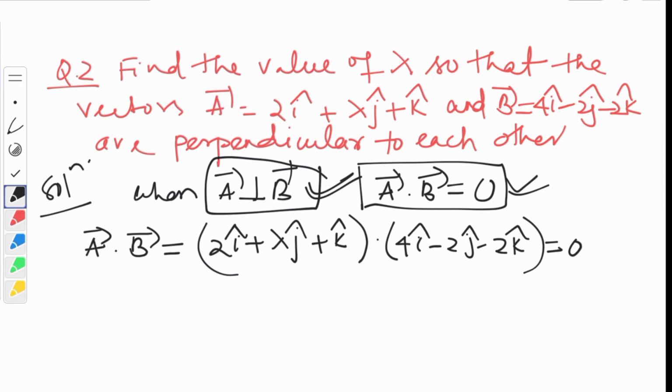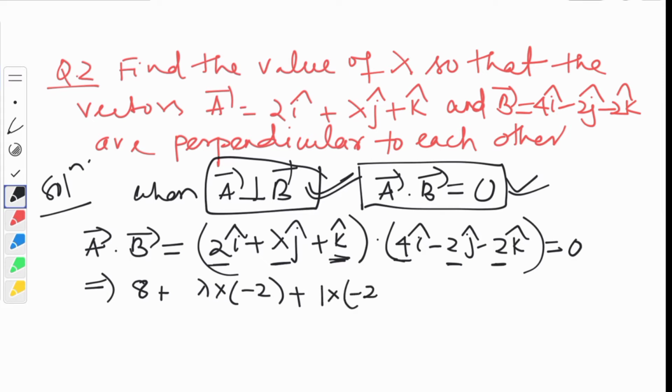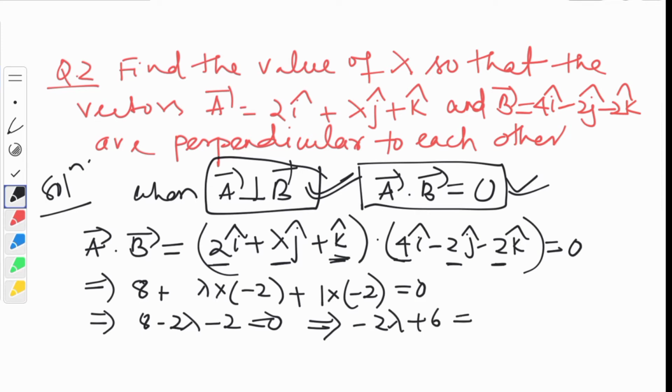Clear, children? So 2i cap, 4i cap. What will you get? 8, that is ax, bx. Then ay, by means lambda into minus 2, plus az and bz. Here az means 1, into bz is minus 2. So this has to be 0, children. That means 8 minus 2 lambda minus 2 is equal to 0. That means minus 2 lambda plus 6 is equal to 0.